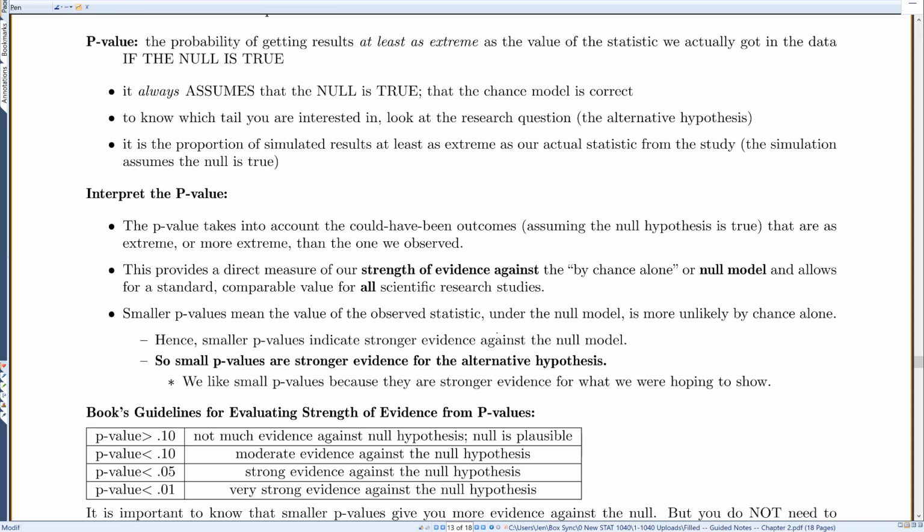so that everyone can know how strong their evidence was. Smaller p-values mean the value of the observed statistic under the null model is more unlikely by chance alone. So smaller p-values are stronger evidence against the null. And so that means small p-values are stronger evidence for the alternative. So we're always looking for evidence against the null and for the alternative. So we like small p-values because they're stronger evidence for what we're hoping to show.